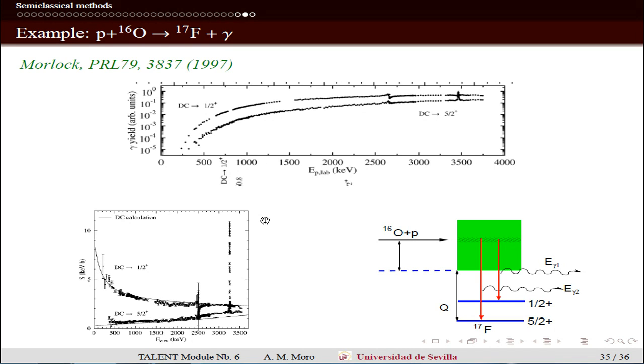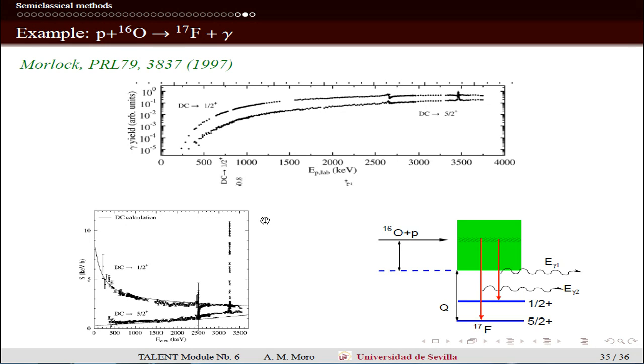two bound states. The ground state is 5/2 plus, and the excited state is 1/2 plus. So when they combine with each other, it can decay to the ground state or to the first excited state. So the energy of the photon will obviously be different in each case. So this is a plot here of the yield of this process, the number of particles, for example, or some arbitrary units, as a function of the proton incident energy. So this is a measurement as a function of the kinetic energy of this process.